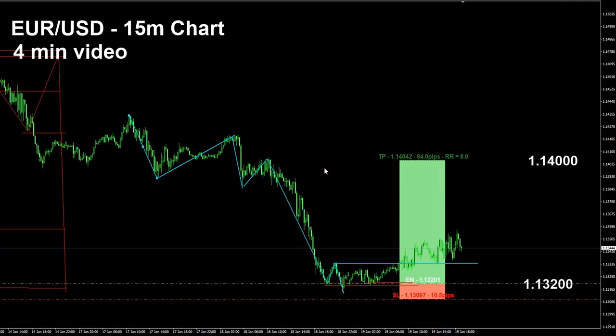No indicators involved at all. We're looking at a huge 1 to 8 risk reward strategy, and we're just waiting for price to pull back into this level down here in order to trigger our buy order. We've got a 10 pip stop loss and an 84 pip take profit.